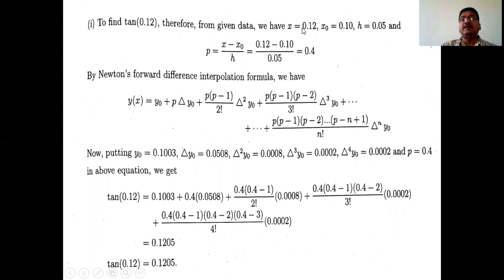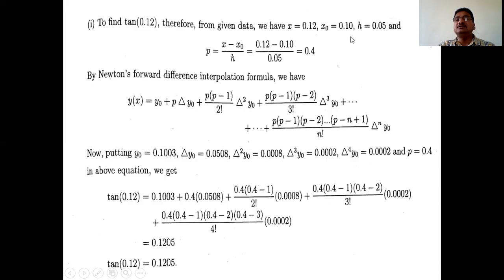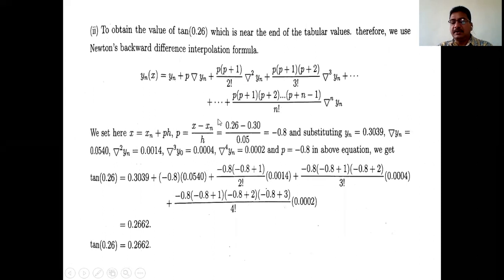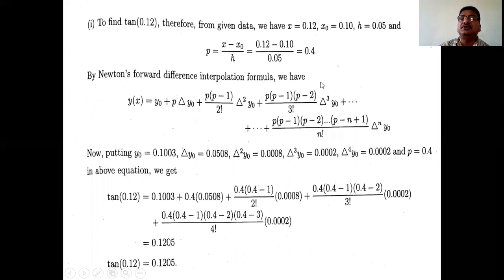So x is 0.12, because we want to find the value at 0.12, and x naught, that is a, the first value of x, is 0.10. So right here, instead of x naught, write a, 0.10, and h is 0.05. That is the common difference between the values of x. The values of x are 0.10, 0.15, 0.20, and the distance is 0.05. So h is 0.05, and therefore u, as x minus a by h, is 0.4. Then write the Newton's forward difference interpolation formula, that is f(x).